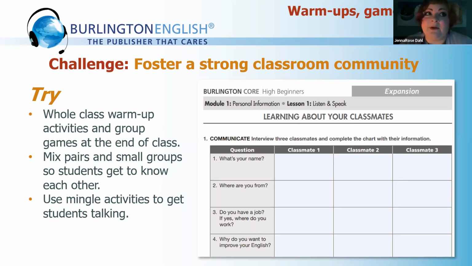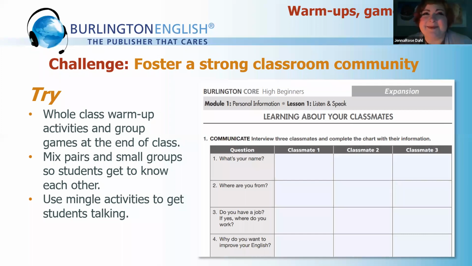So maybe you've got different levels, but you're all working on the same topic of housing. And so you could do a group warm-up together around that topic, and do a game at the end of class, maybe with the vocabulary, but break them up in the middle to do some different levels. Mixing those pairs and small groups.